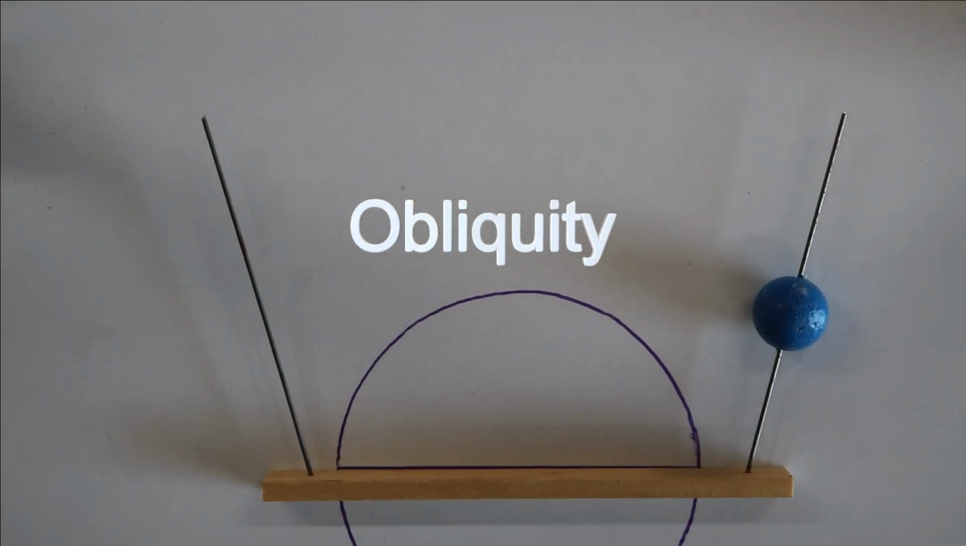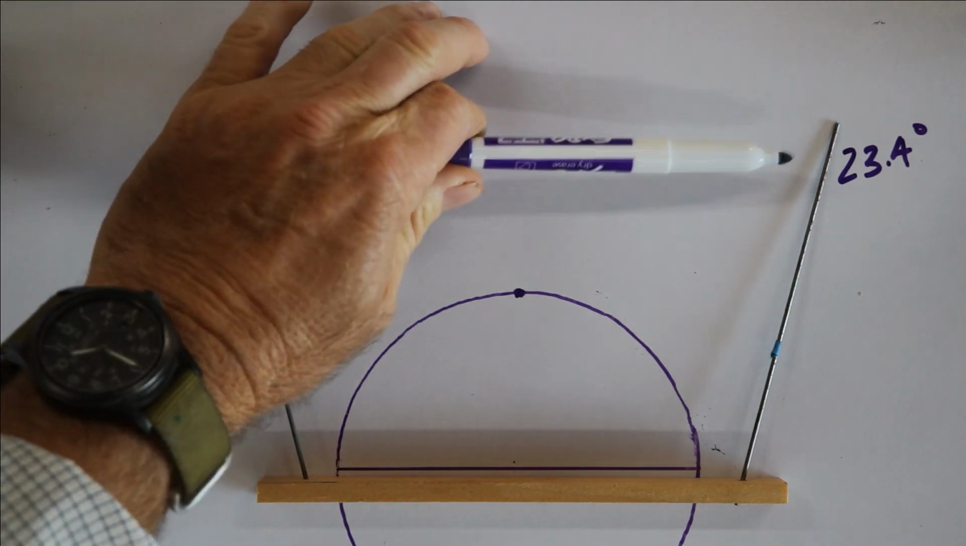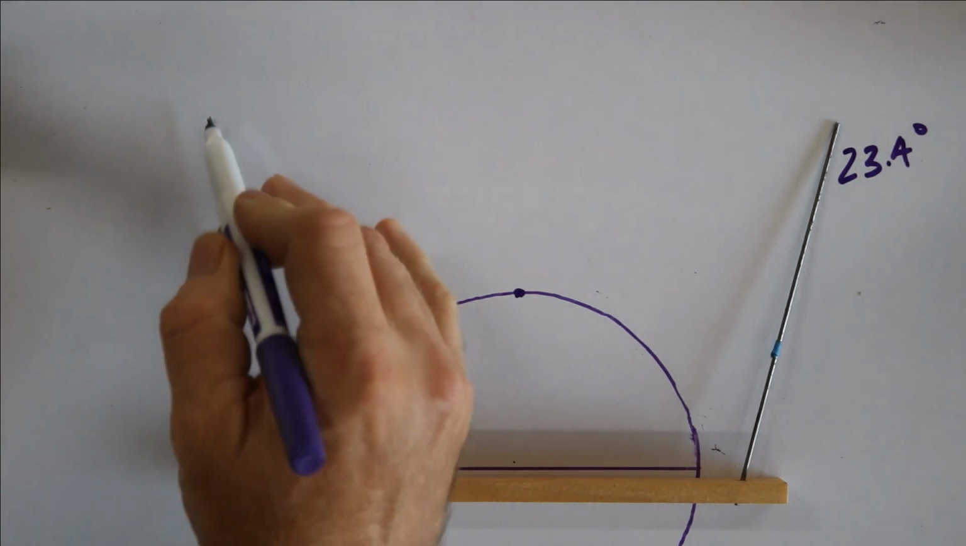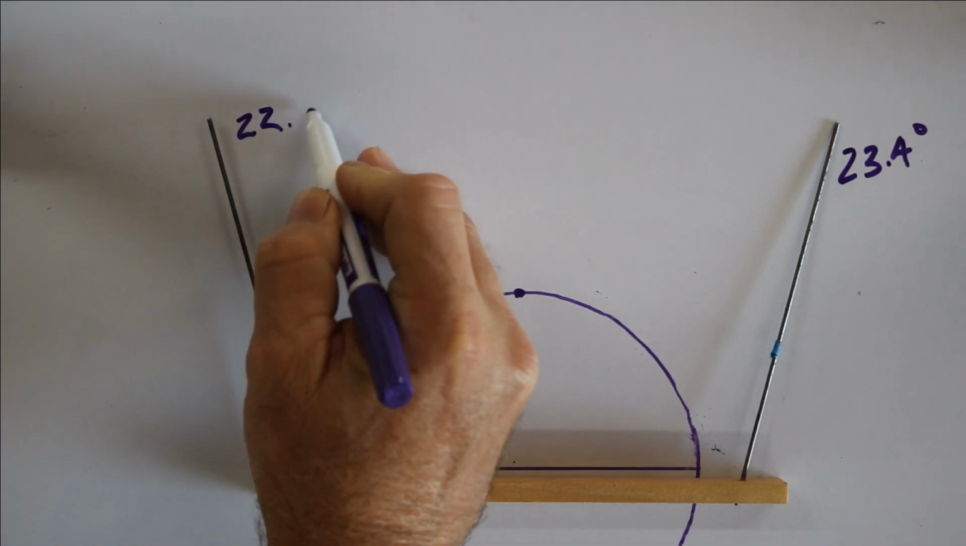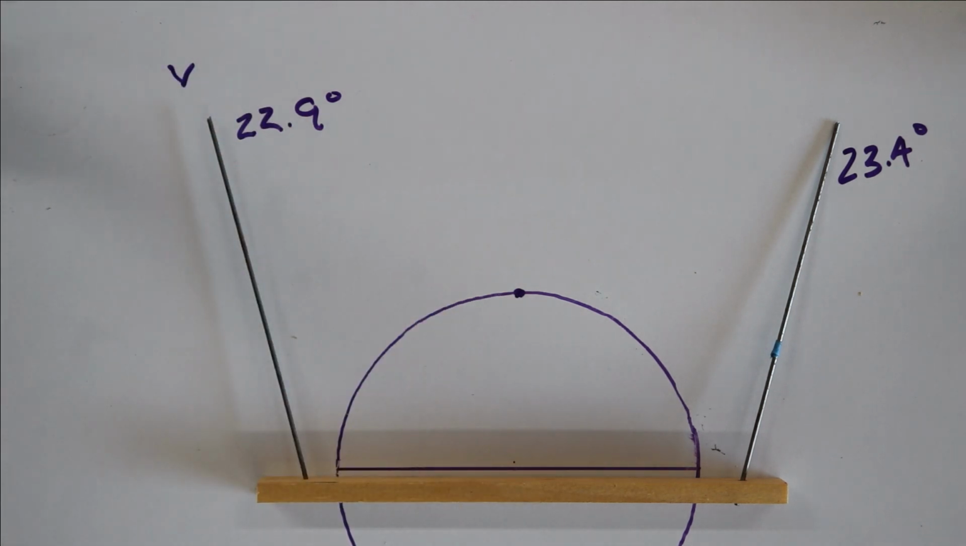Alright, so I want to talk about obliquity, which is the tilt of Earth's axis. Today they say that Earth's tilt is 23.4 degrees, and then in the future it will be 22.9 degrees, and this will be pointing towards Vega then.